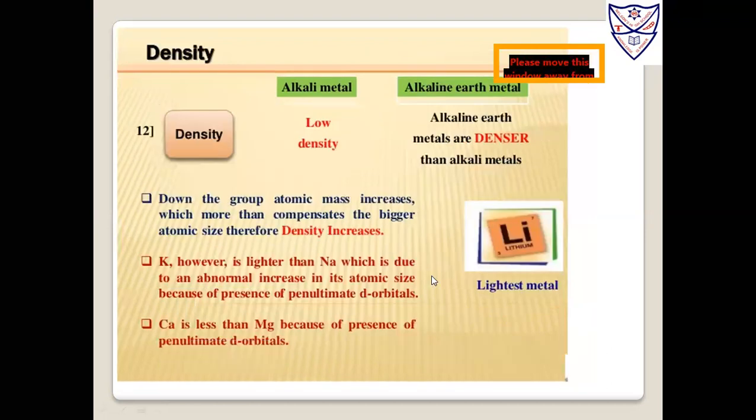Okay. About the density. In the alkali metals, density means what? Weight. So the alkali metals have low density, and the alkaline earth metals are denser than the alkali metals. So as you go down the group, the atomic mass increases, which more than compensates for the bigger atomic size. Therefore the density is increasing.